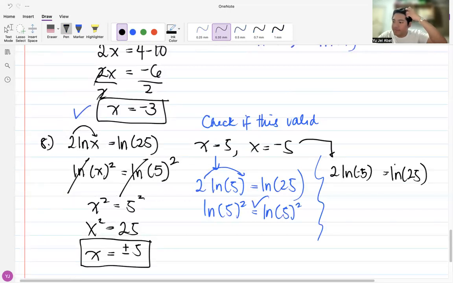As you can see, if we evaluate this independently, ln of negative 5 would be a math error. So our answer here would be x equals 5, because if we try ln of negative 5, that would be a math error, that would be undefined. Okay, so our answer here would be x equals 5 only.